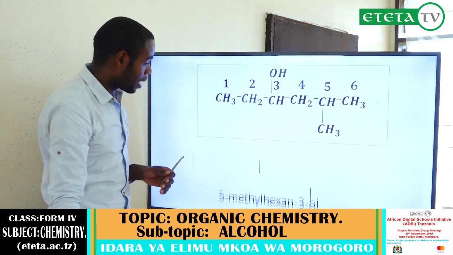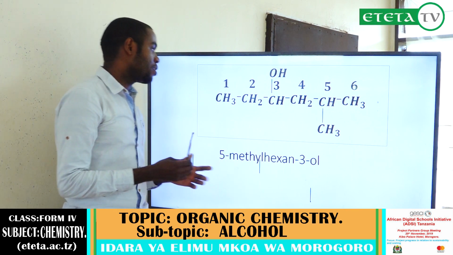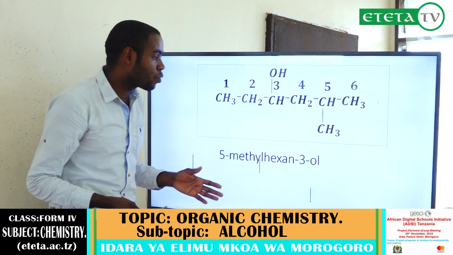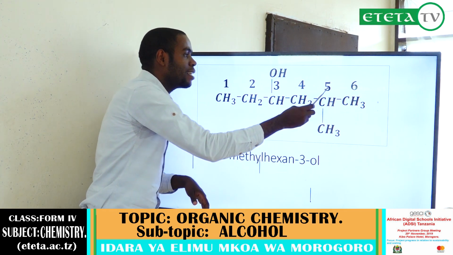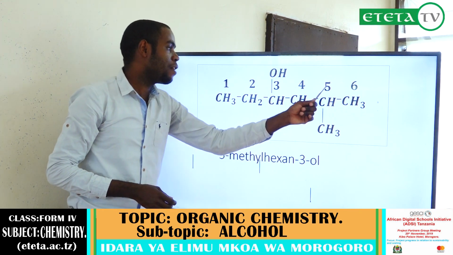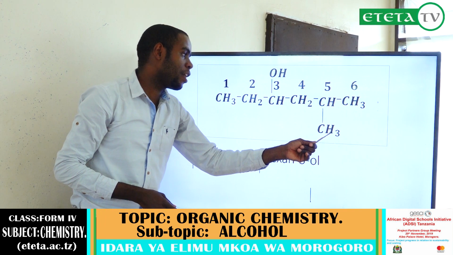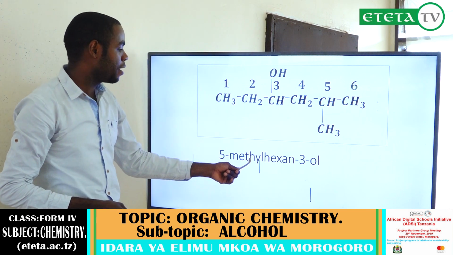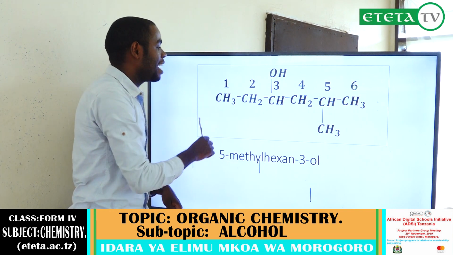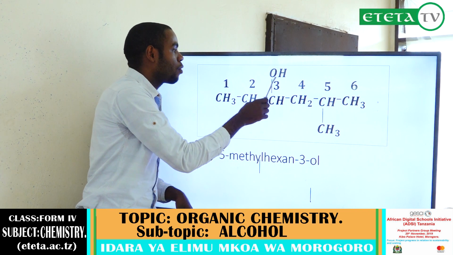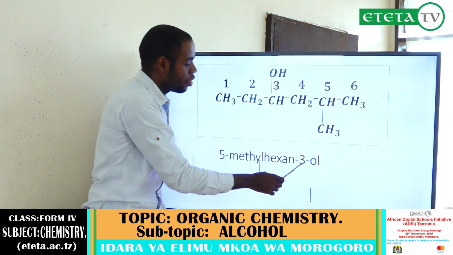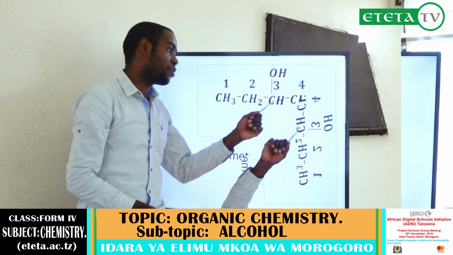And in naming a compound like this one, first of all, we start by naming the substituent group. We have one substituent group here, which is a methyl group. It is on the 5th carbon, so the locator for the methyl group is 5. It will be 5-methyl. Then, because there are 6 carbon atoms, it is hexan-3-ol, because the locator for the OH group is 3. So it is 5-methylhexan-3-ol. This is the name for this compound.